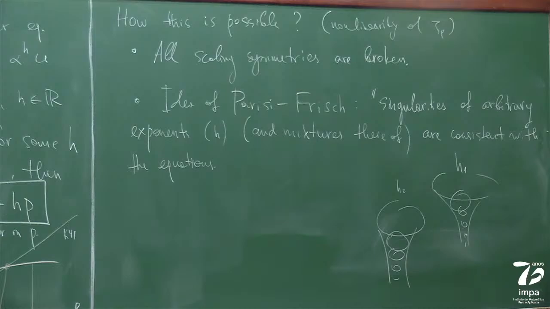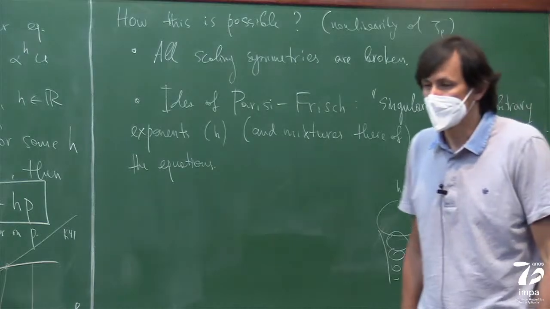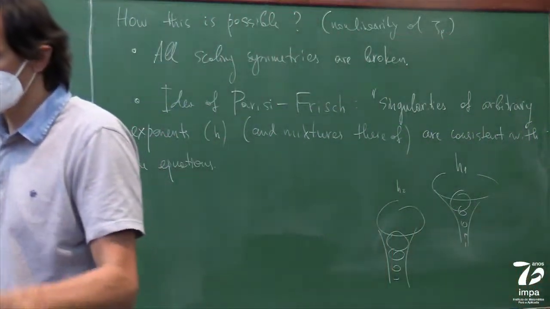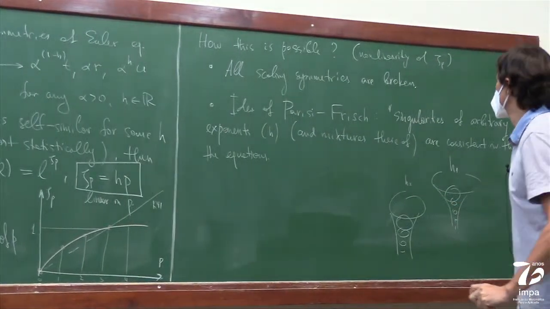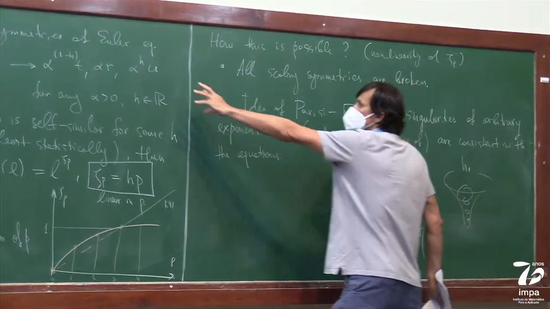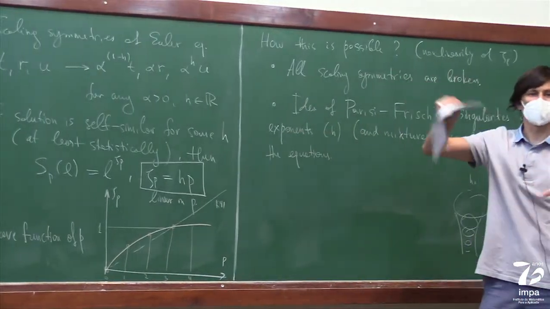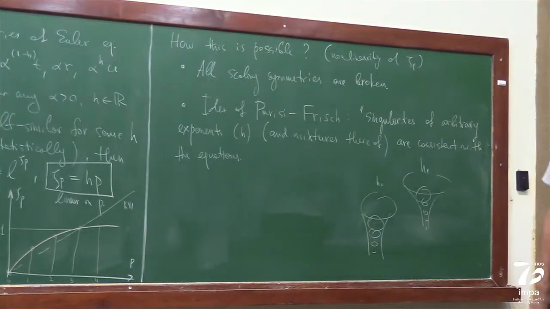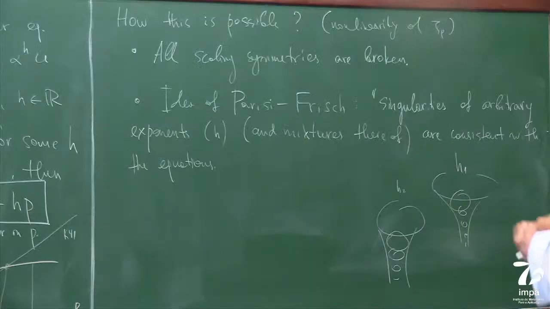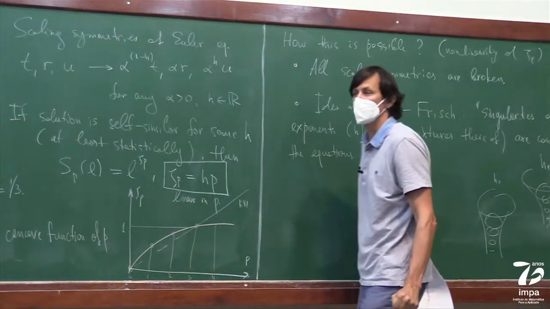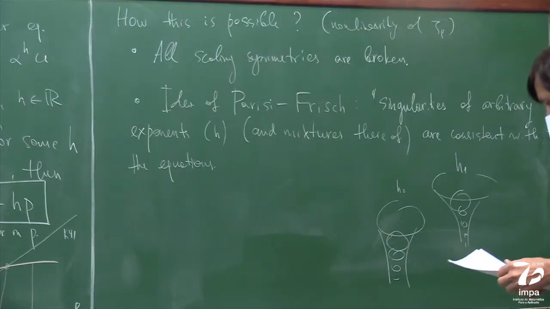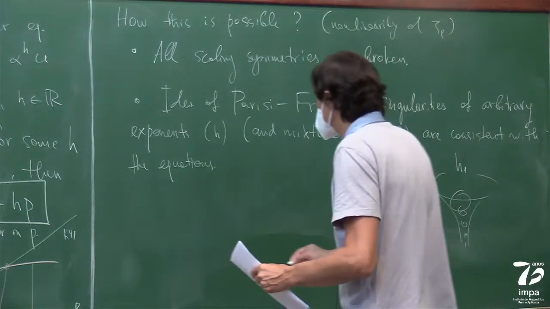But it was a very successful way to see the turbulent flow. The turbulent flow should contain all kinds of singularities, scaling with all kinds of different h in different places of space and time, and they mix in such a complex way that they give you this zeta p depending nonlinearly on p, and this is exactly what intermittency means.